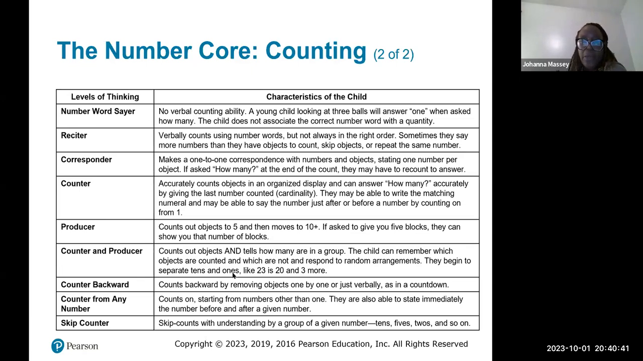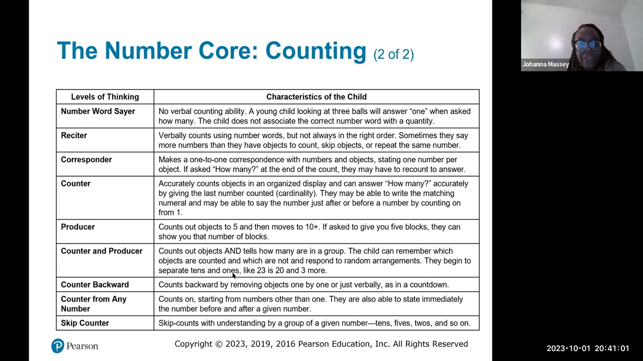The child can remember which objects are counted and which are not and respond to the random arrangement. They begin to separate tens and ones, like 23 is 20 and 3. So this is 20 and this is 3 more. Or this is 20 and this is 3. So that is a counter and a producer.